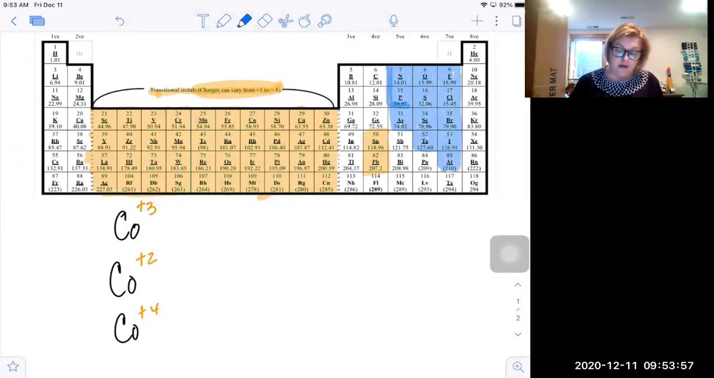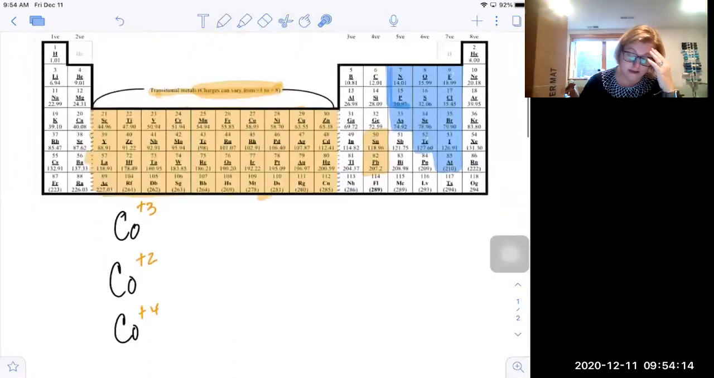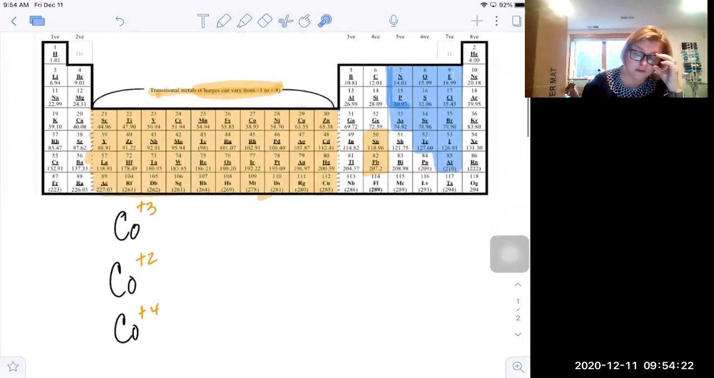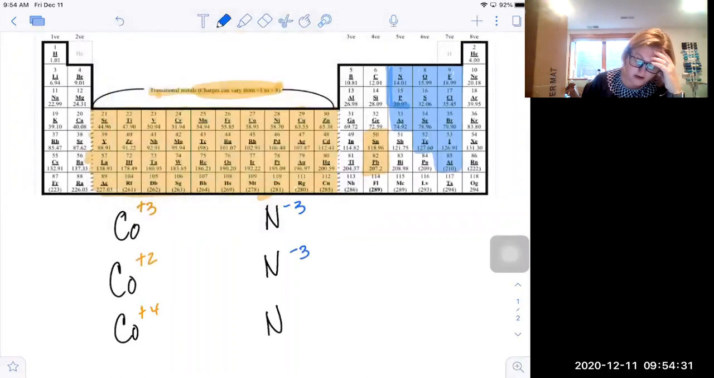Let's do that. Let's pick nitrogen. We scroll up and we know that nitrogen is always going to have a -3. Whereas with cobalt, if we scroll up, there are no charges listed because their charges can change. So we'll bond all of these with nitrogen. Nitrogen, nitrogen, nitrogen, every single one of them will be a -3.